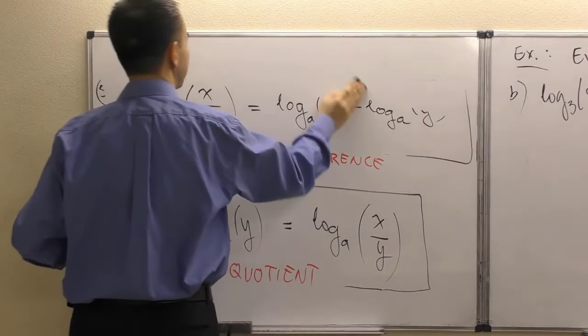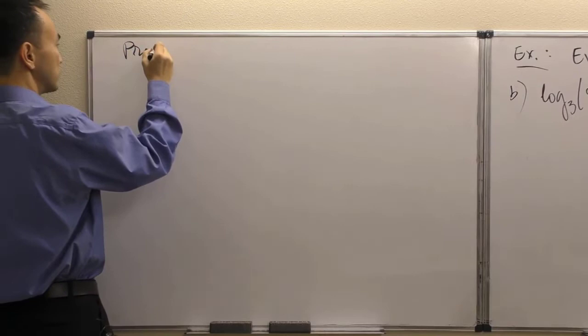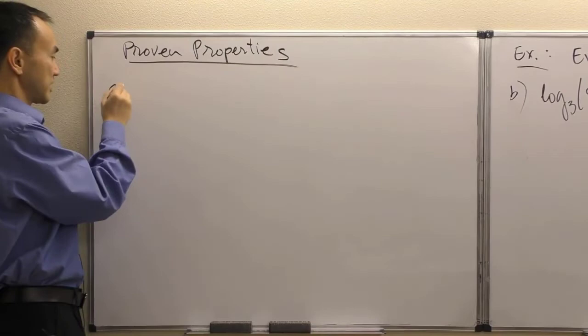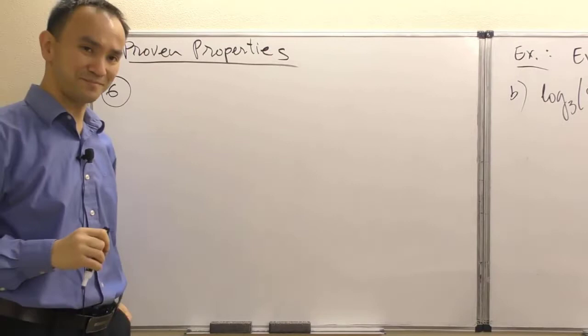All right, and of course, we are still working with the proven properties. We're still on our way to look through the proven properties. So now let me introduce property number 6 right here. Another one where I simply write down the rule, and after that, we're going to do a couple of demonstration problems.